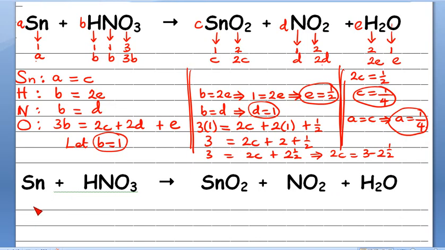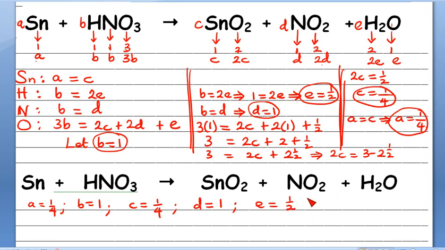We said a is 1 over 4. What about b? B is 1. What about c? C is 1 over 4 also. What about d? D is 1. Is there e? Oh, we didn't get e at all, did we? Okay, we got e. E is half. So e is equal to half.